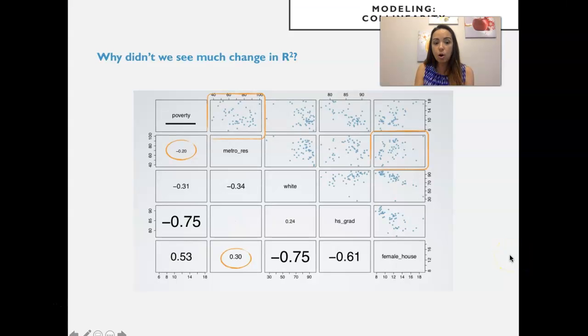Now let's look at the R coefficient. Here's white and here's female. So I'm looking at this negative 0.75 correlation between these two variables. So it's a pretty strong correlation, right?